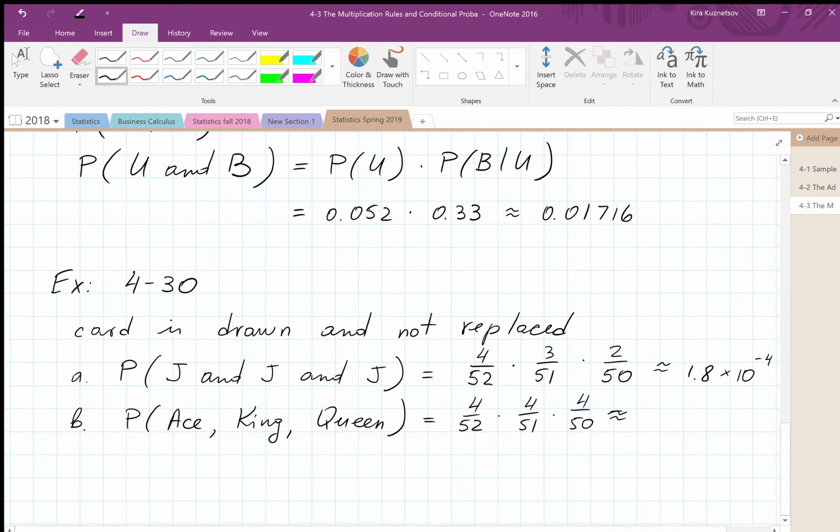So I can do this one. This shouldn't be too much different from the previous one because I'm still working with very similar small numbers. So I have 4 out of 52 times 4 out of 51 times 4 out of 50. It approximates to 4.8 times 10 to the power of -4. Great.